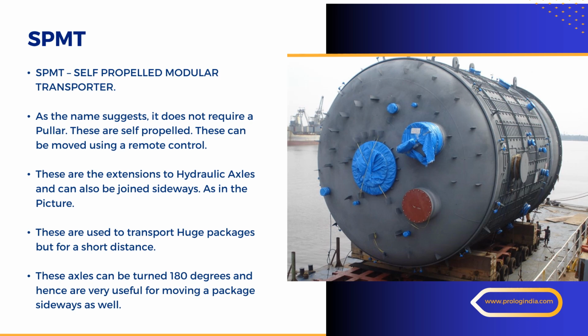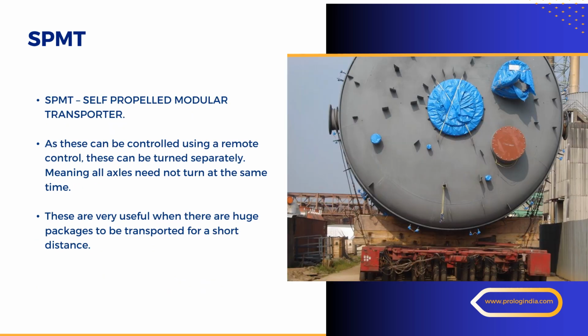So these are extremely useful when you have to move certain cargo to the left in a factory, where you have to pick a package and there is no turning radius within the factory. Then this kind of thing is extremely useful. If you see in the picture, there are two sets which are joined side by side.